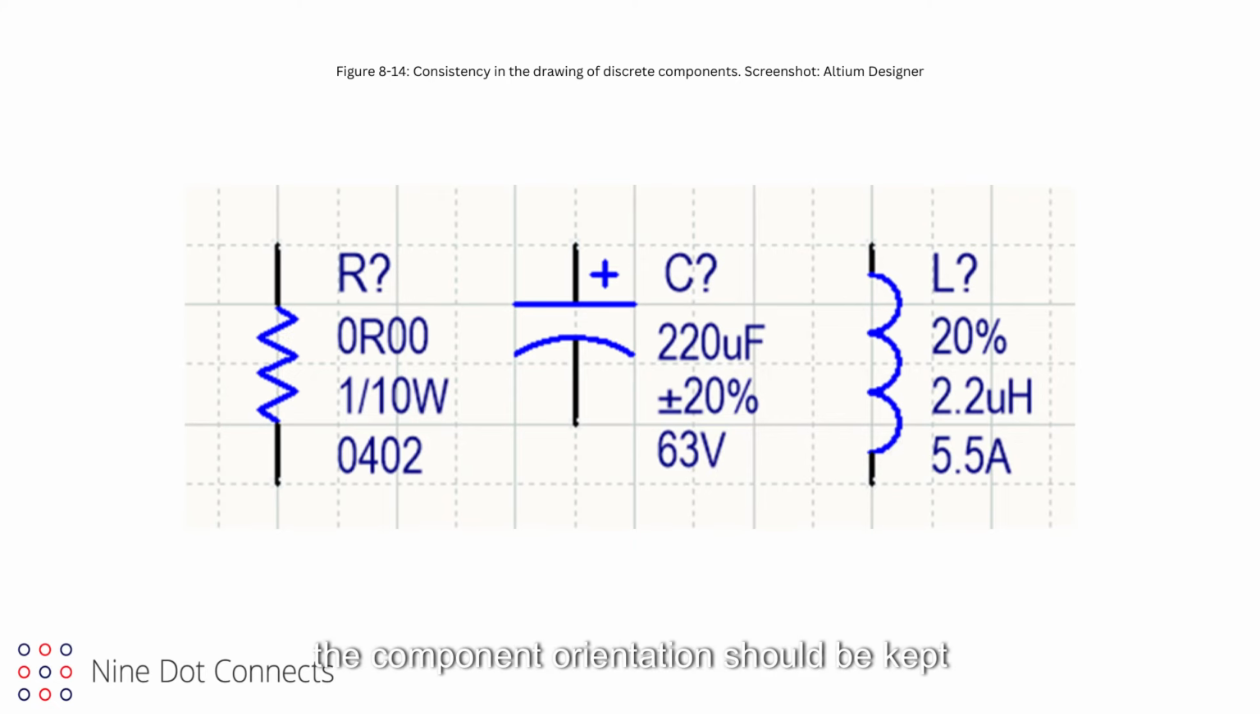In a similar fashion, the component orientation should be kept similar. If the resistors are going to be drawn in a vertical fashion, the capacitors and other discretes should follow suit.